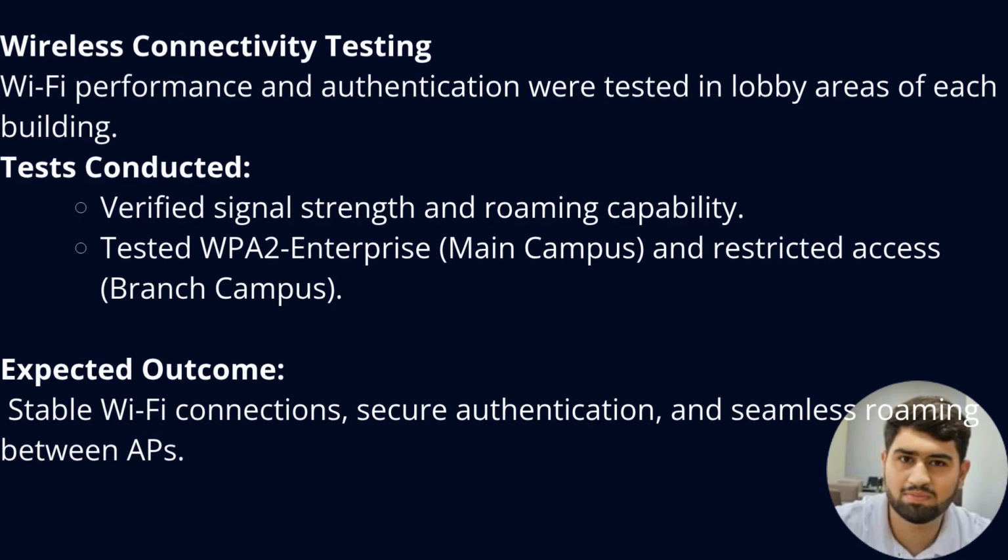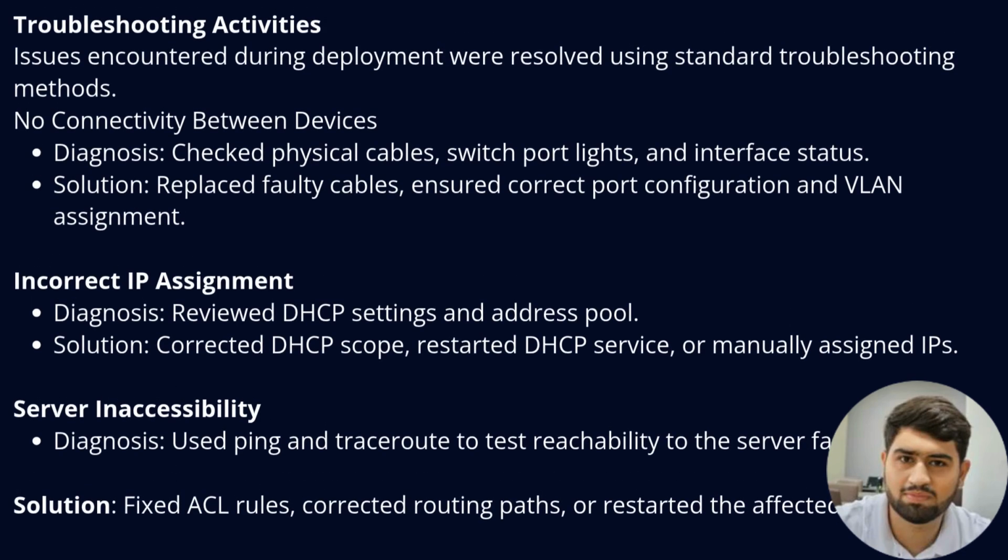Wireless connectivity testing. Wi-Fi performance and authentication were tested in lobby areas for each building. Tests conducted verified signal strength and roaming capability, and tested WPA2 Enterprise for the main campus and restricted access for the branch campus. Expected outcomes: stable Wi-Fi connections, secure authentication, and seamless roaming between APs.